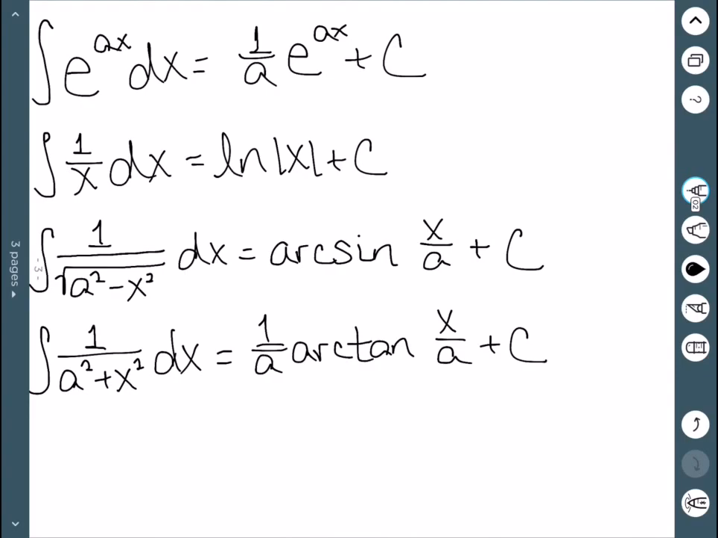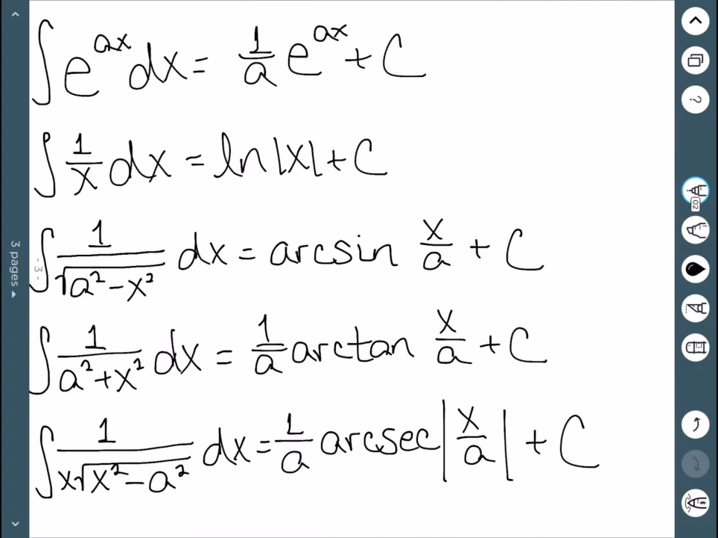The integral of 1 over a squared plus x squared dx is 1 over a arctan of x over a plus c. So if we get rid of the square root and change the sign, we now have the inverse tangent. And then our last one, the integral of 1 over x square root of x squared minus a squared is 1 over a inverse secant of the absolute value of x over a plus c.